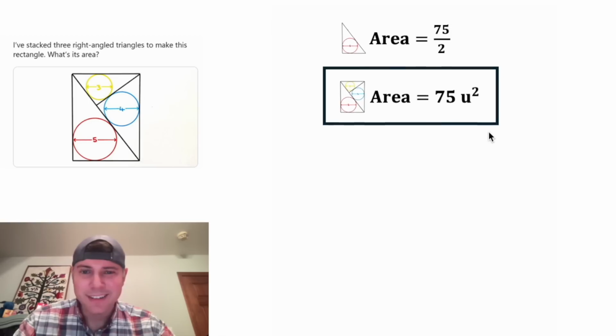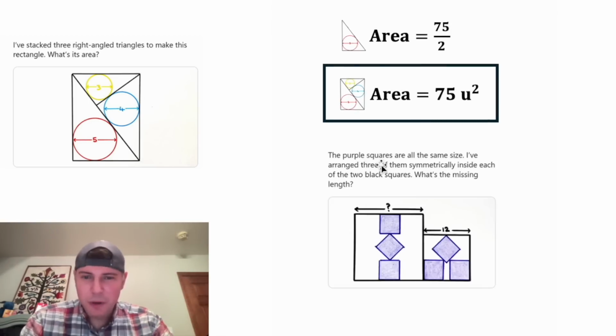How exciting. Here's the next puzzle. It says the purple squares are all the same size. I've arranged 3 of them symmetrically inside each of the 2 black squares. What's the missing length? So this square has side lengths 12. This is what we're trying to solve for. This looks like it'll be a fun one. How exciting.